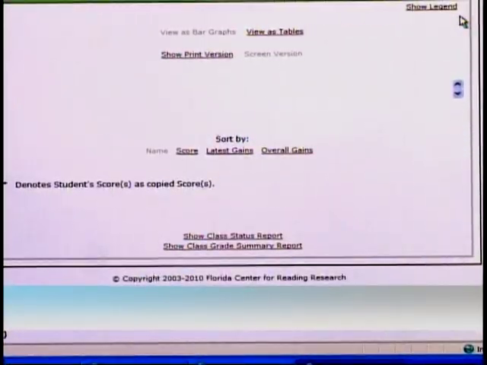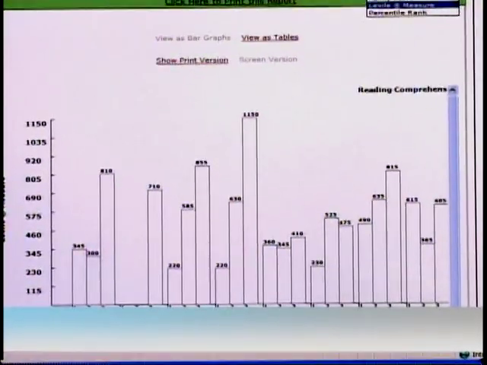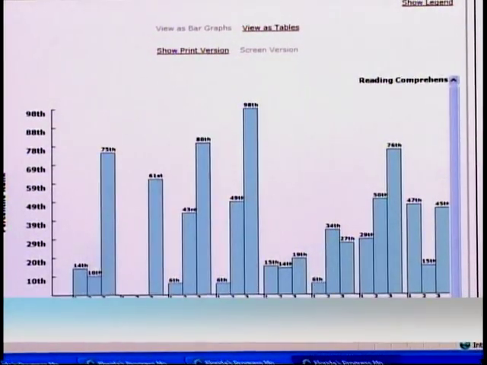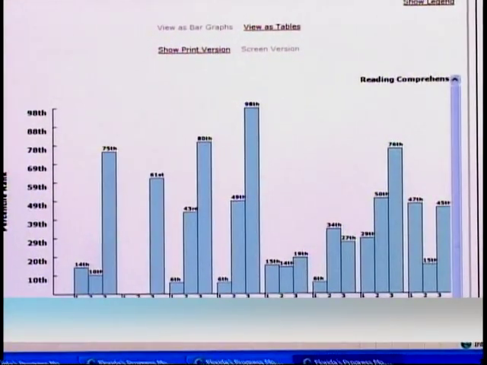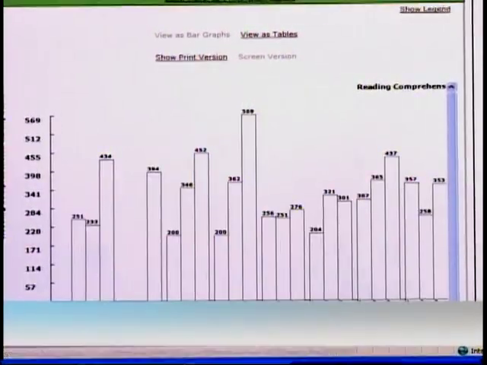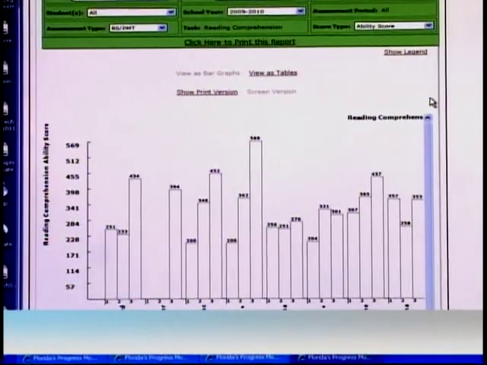their Lexile, and their percentile rank. Right, so the ability score is the best way to look at change over time. Is the student making progress over the year?